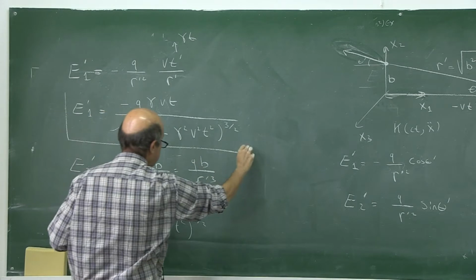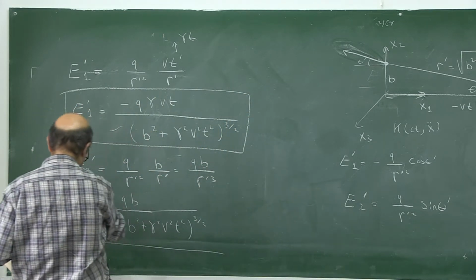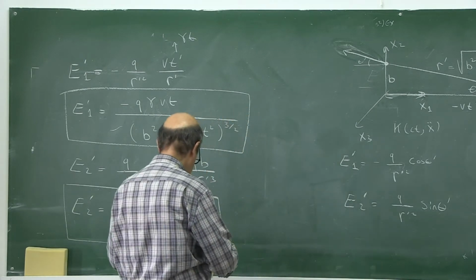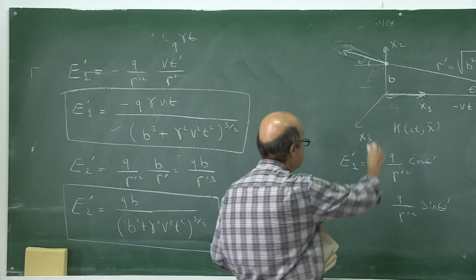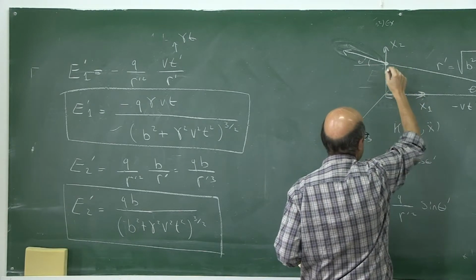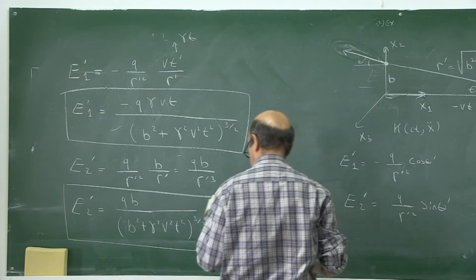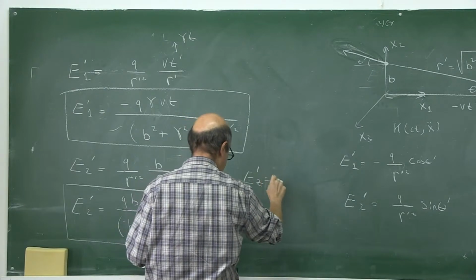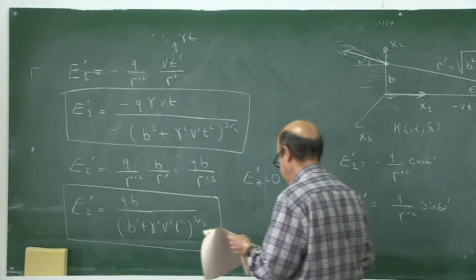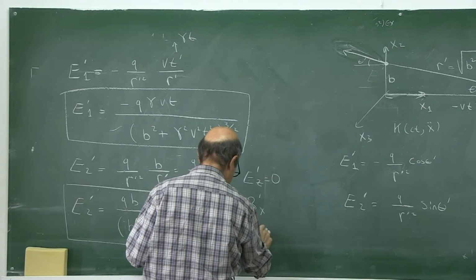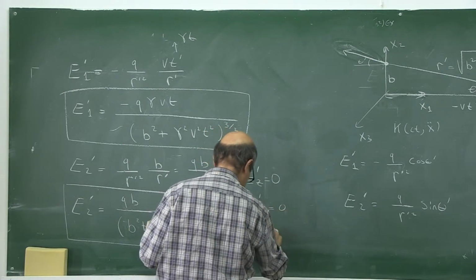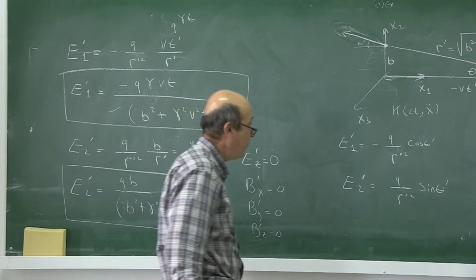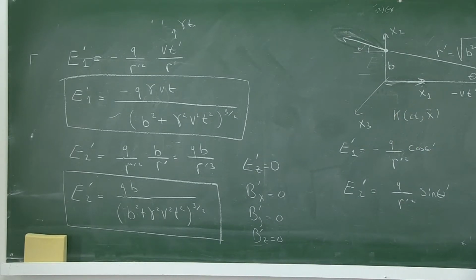So these are the fields seen at the point B with respect to the moving observer. So what are the other fields? The Z component of the electric field is 0 because this is the plane we are looking at the field at, the x1 and x2 plane. So basically E Z prime is 0, and with respect to the moving observer there is no magnetic field. Bx, By and Bz are all 0. So these are the fields seen in K prime with the moving observer.